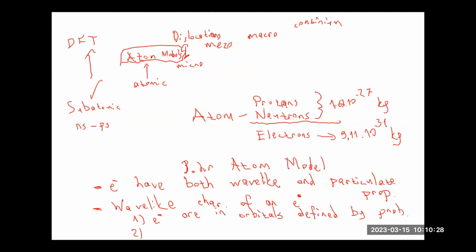The second one, each subshell or each orbital, let's say, they are at discrete energy levels. So the energy is not continuous, but they are located at discrete energy levels.